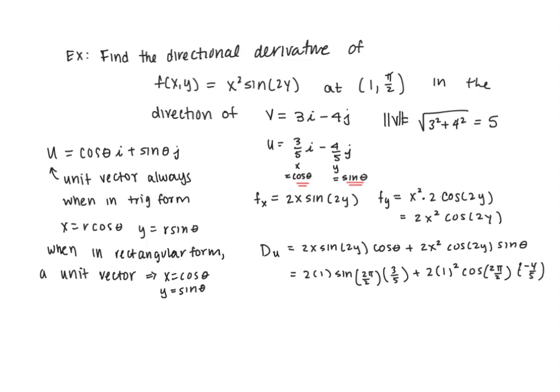And we've got to simplify a little bit. 2 times 3/5 is 6 over 5. Sine of pi is 0. And then in the next one I have negative 8/5. Cosine of pi is negative 1. So this becomes positive 8/5. And we can leave it as a fraction.